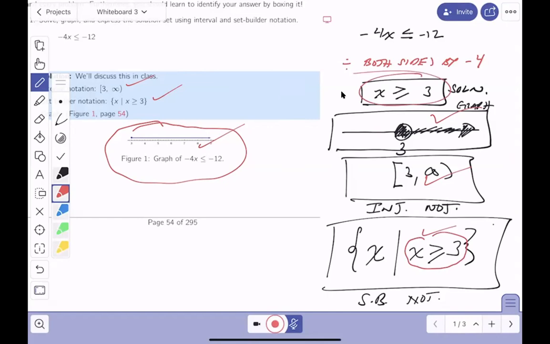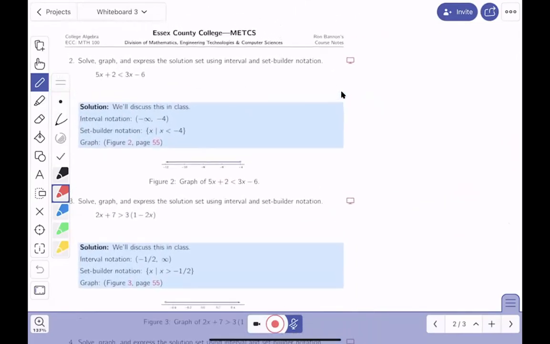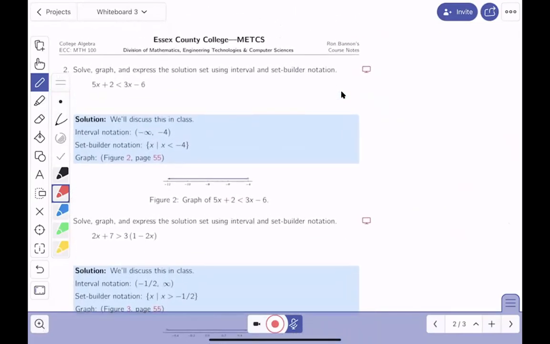I use that to write set builder down. So everything is done. Let's go to the next page, and let's look at this one over here. This is number 2. Again, I'll go through it in stages for you, all right?